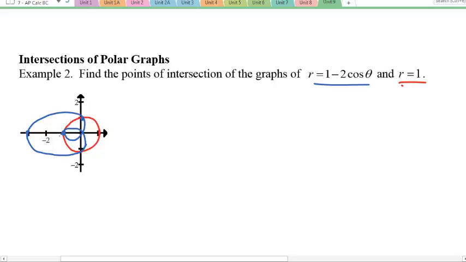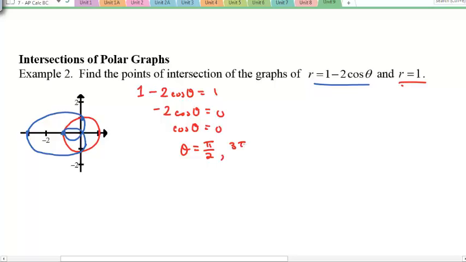By looking at the graph, you can probably find the points of intersection already, but let's just try to do this algebraically. If I have r equals this and r equals that, just make the two r's equal to each other. So 1 minus 2 cos theta equals 1. Negative 2 cos theta equals 0. Cos theta equals 0. And once again, know your trig. Theta must be then pi over 2 and 3 pi over 2. Which makes total sense here. That's pi over 2 and 3 pi over 2.